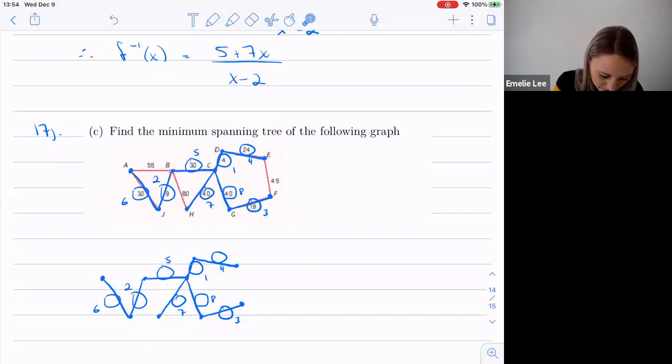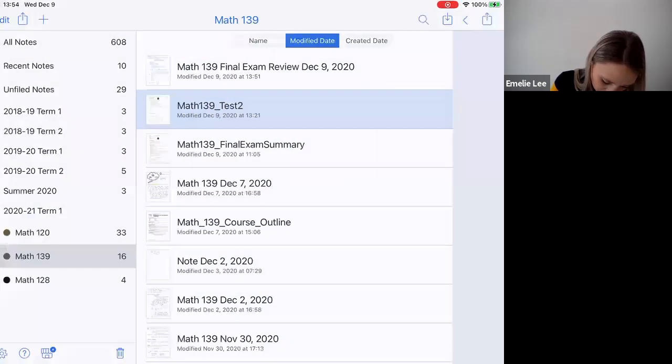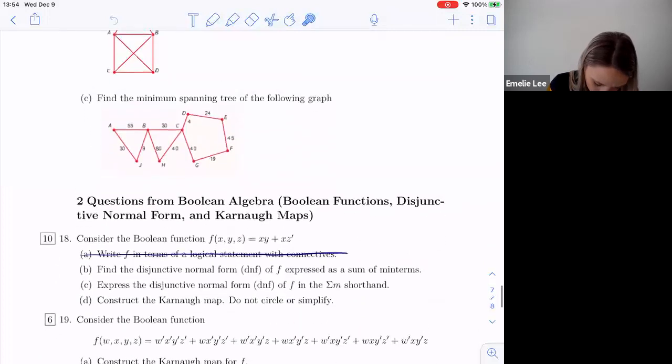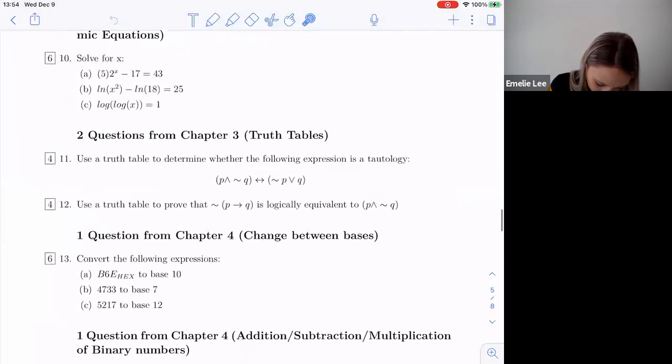Question 11, you got it. Oops, not that one, here. 11. Oh yeah.